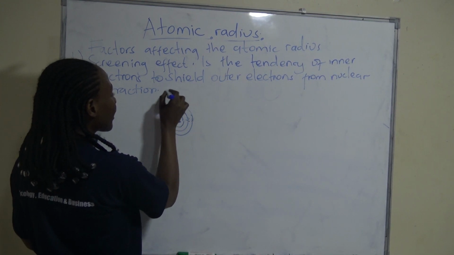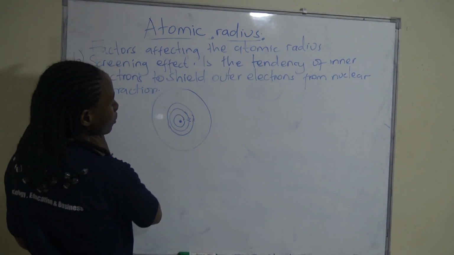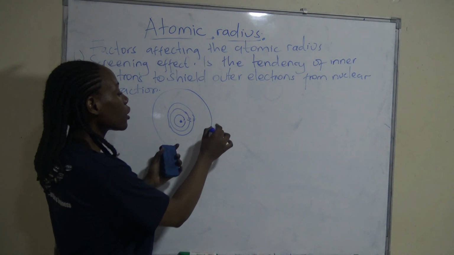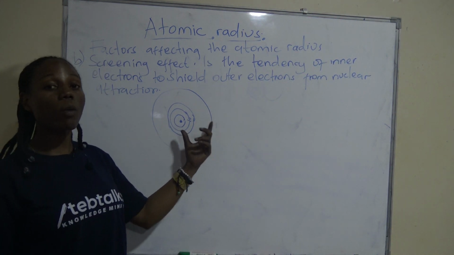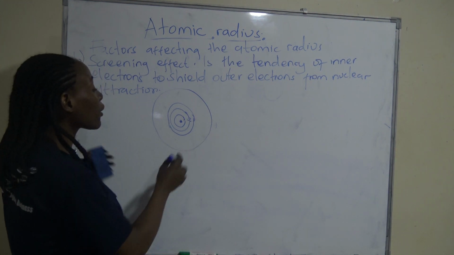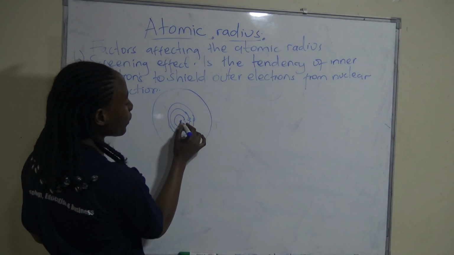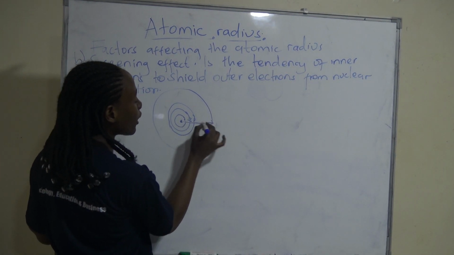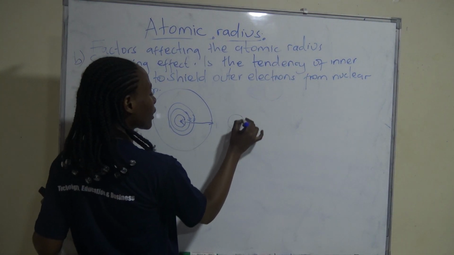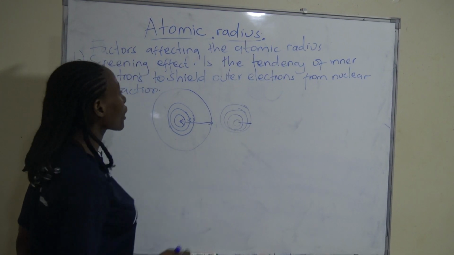So you find that the outer shell will be very far away from the nucleus because the forces of attraction are weak. And if this is our atom, we are saying that if the screening effect is big, it will increase the atomic radius. And in the other case, where we had it like this, it would decrease the atomic radius.